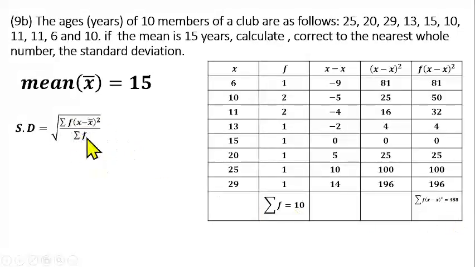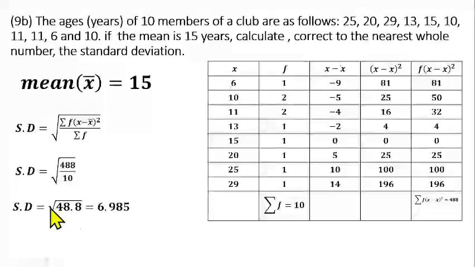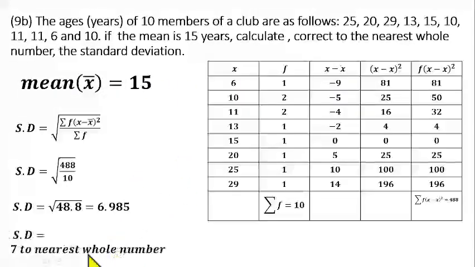Then if you put that into this formula, you start the division: square root of 488 over 10. If you divide this, that gives us square root of 48.8, and that should give us 6.985. We have to approximate to the nearest whole number, and that gives us 7 as the standard deviation. So that's the solution for question number 9b.